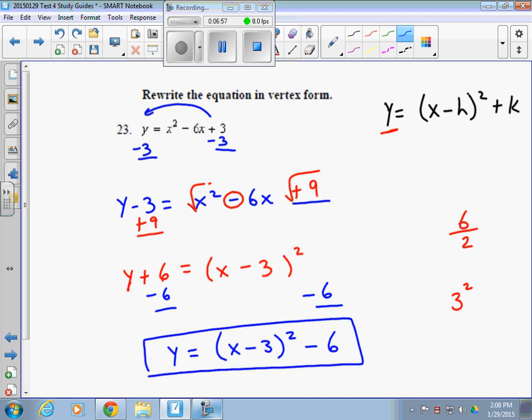Remember, that shows you what your vertex is. It's the opposite of that negative 3 for your x value, so it'd be positive 3, and it's exactly what it says on the outside for your y value, negative 6. So positive 3, negative 6 would be your vertex.